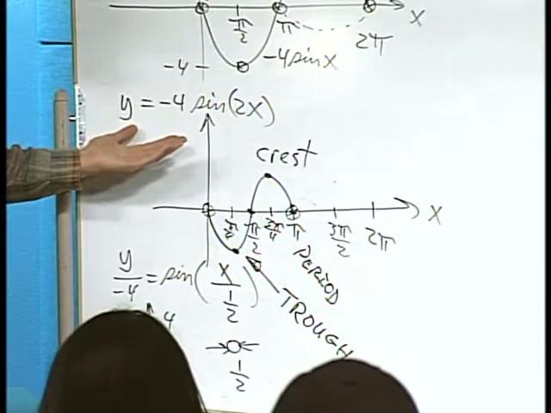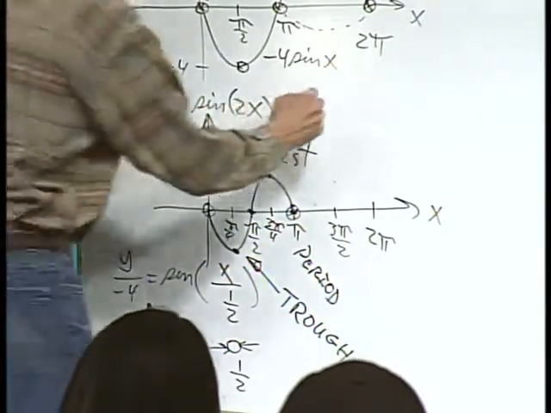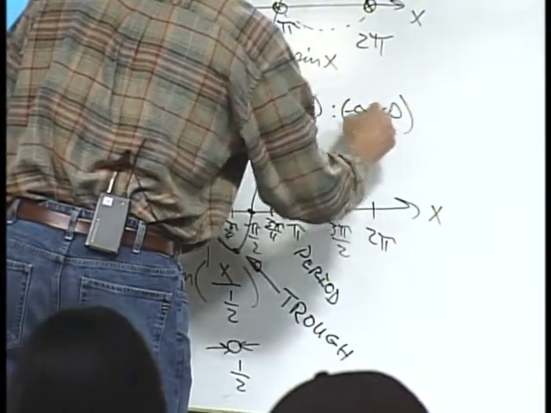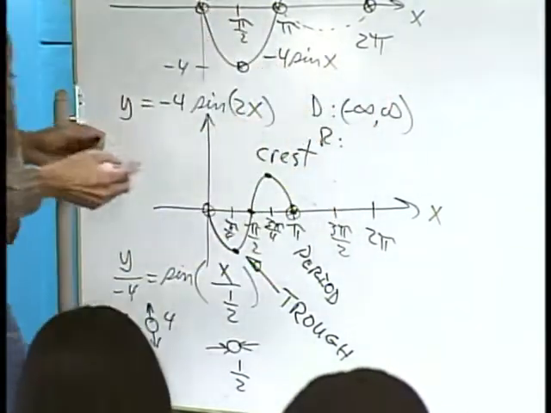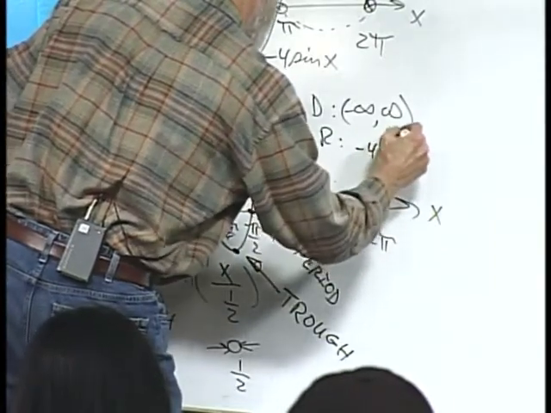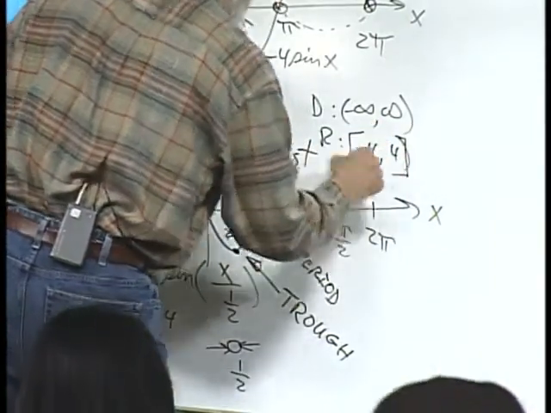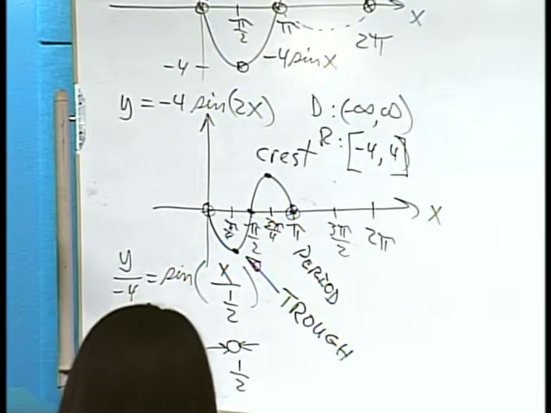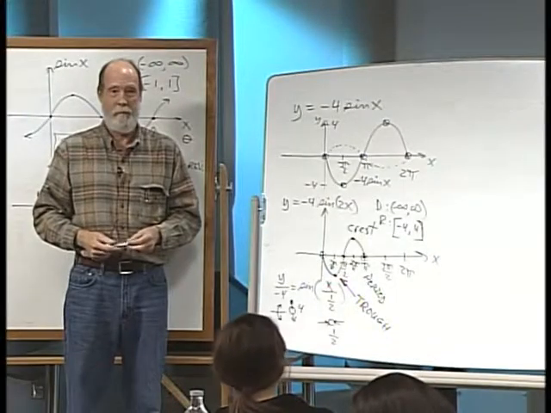Domain. All real numbers. Domain is still all real numbers. And what's the range? -4 to 4. Right on, -4 to 4. Whoops, it includes the endpoints, so square brackets on that interval. Any questions?